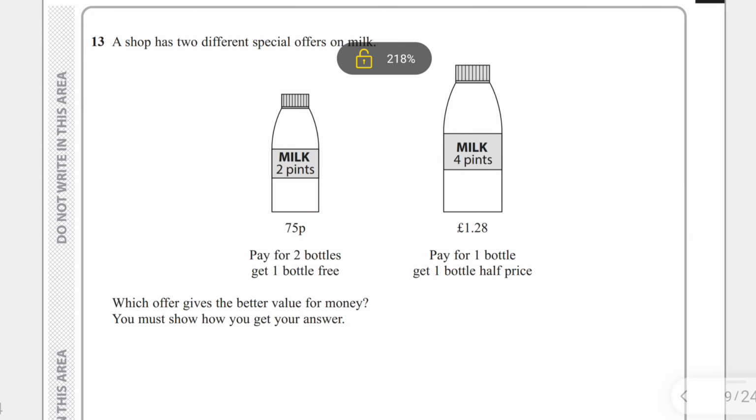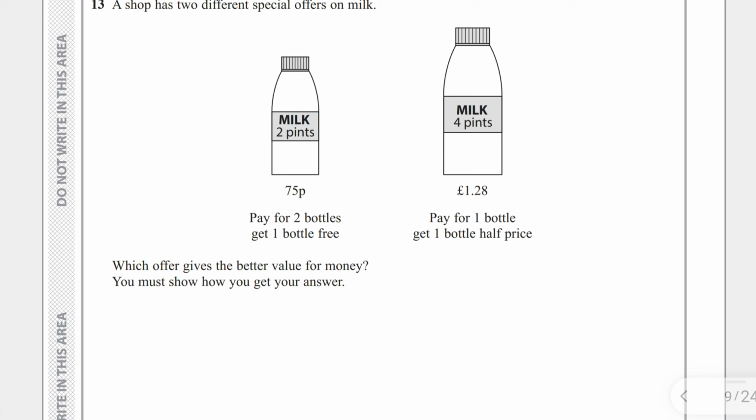A shop has 2 different special offers on milk. 2 pints cost 75 pence. Pay for 2 bottles and get 1 bottle free, or pay for 1 bottle and get 1 bottle half price. So which offer gives the better value for money? Let's figure that out. First of all, we need to find the unit price.